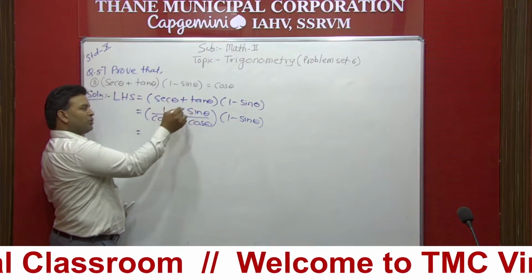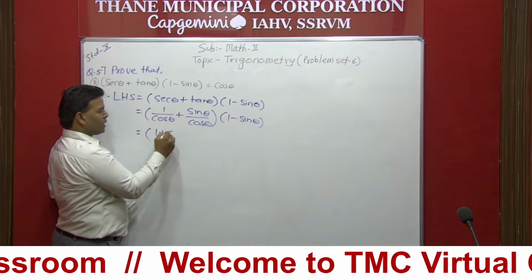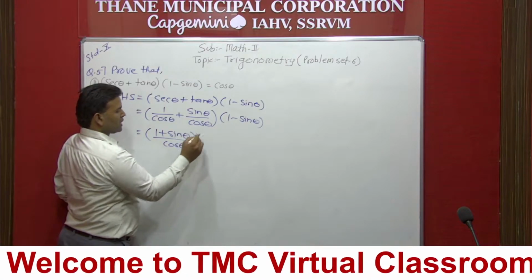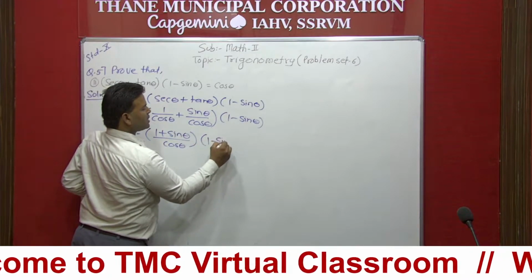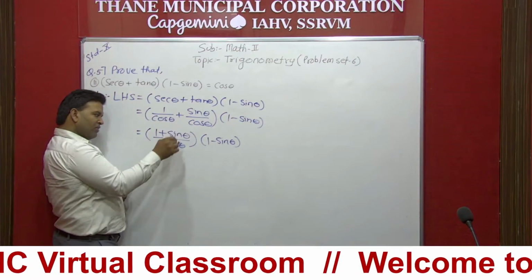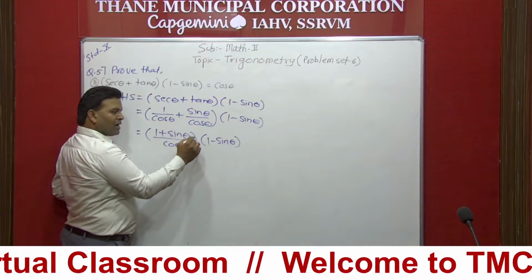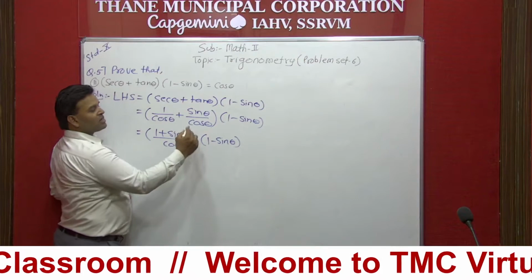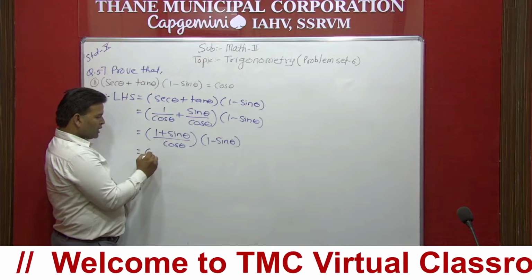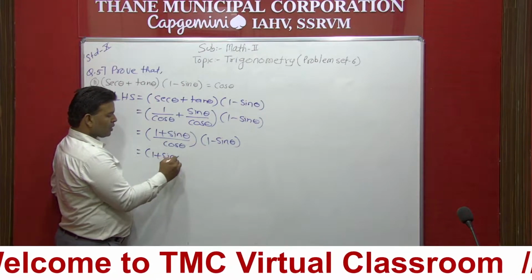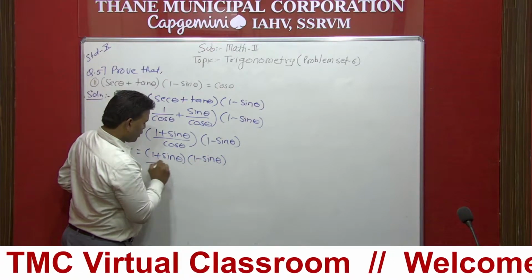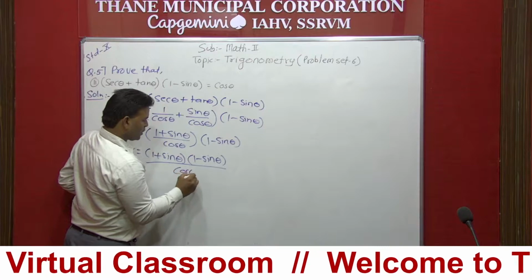So the next step: now both the denominators are same, so I will add the numerator. So what happened here in the bracket? 1 plus sin theta upon cos theta. Now this is 1 minus sin theta, I am just going to write this one as it is. Now see, here we have two brackets and they have a multiplication relation. So this is going to multiply with the numerator. Let me write down one more step. Now in the numerator 1 plus sin theta and 1 minus sin theta upon cos theta.